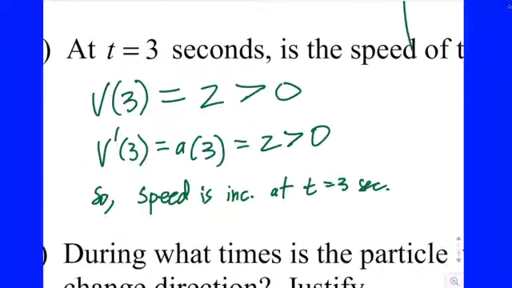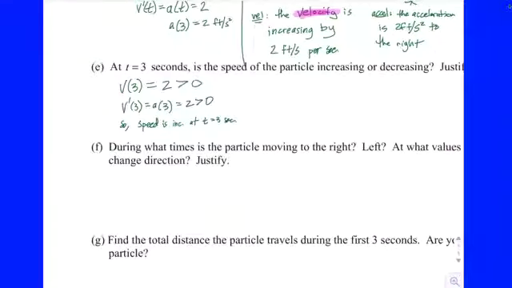So that's how we say it. Speed increasing, speed decreasing. We don't say speeding up and slowing down. We also say acceleration is positive and acceleration is negative. So we don't say like decelerate. We don't say that. All right, part F.